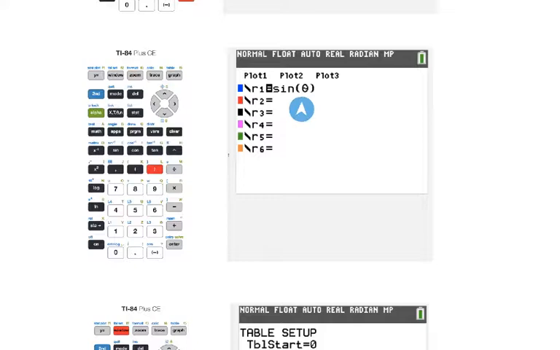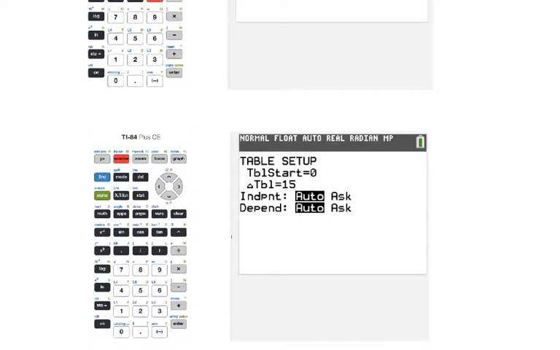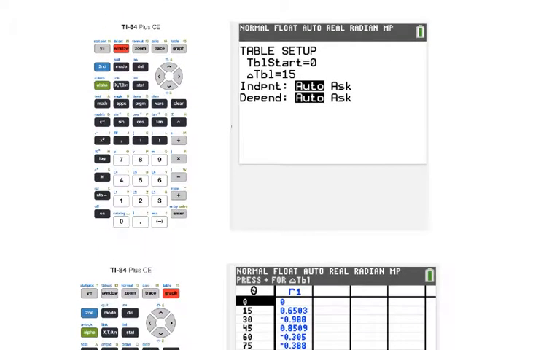I've already gone ahead and typed in R1 equals sine of theta. After we get the function typed in, we need to tell the calculator to manipulate our table so we don't have to scroll a whole heck of a lot. After you get the function set in, you're going to hit second and then window, and above window you should see the abbreviation for table set, and that's going to lead you to this screen right here, the table setup.